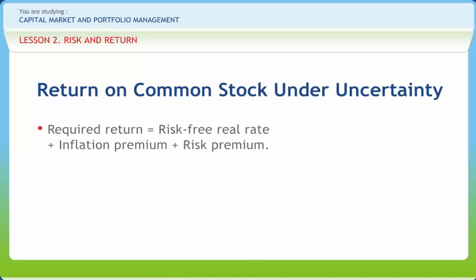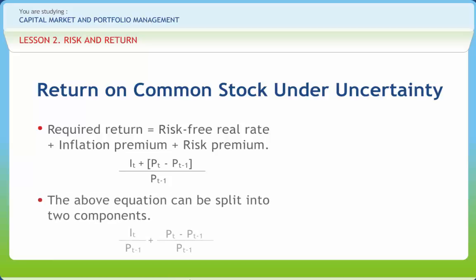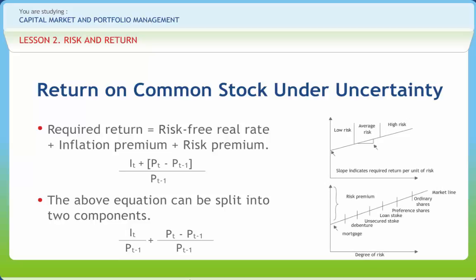Required return equals risk-free real rate plus inflation premium plus risk premium. In formula, RT equals rate of return per time period T. IT equals income for the period T. PT equals price at the end of time period T. PT minus 1 equals initial price, that is price at the beginning of the period T. This formula can be split into two parts. The slope of the market line indicates the return per unit of risk required by all investors. Highly risk-averse investors would have a steeper line.